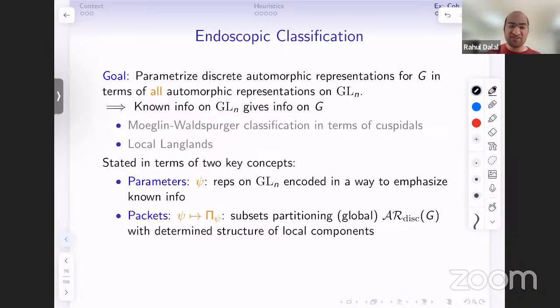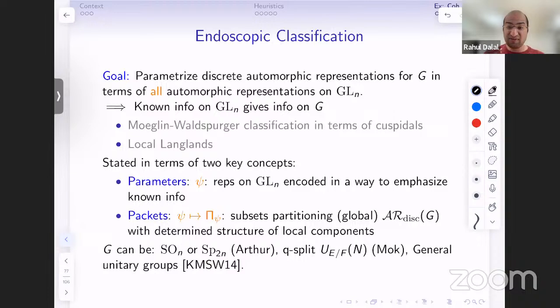Then, associated to these Arthur parameters, there are things called Arthur packets, which are basically subsets that partition the space of global automorphic representations on G. And because they have the structure of the local components of the representation inside these subsets, there's a lot of particular technical information you can get on the structure of those local components. So this is what Arthur's classification tells you.